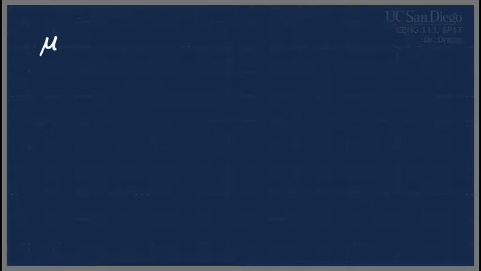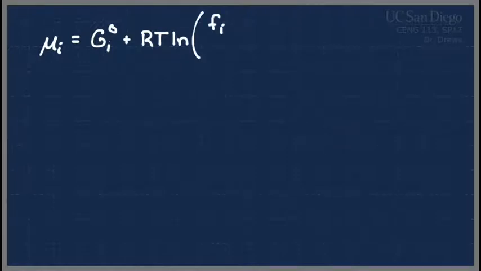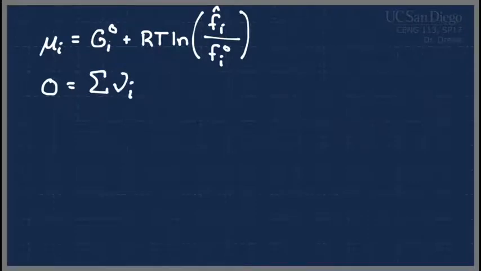Because what we end up finding is that mu sub i will be equal to G sub i circle plus RT natural log of f hat sub i over f sub i circle. Remember, the hat just means we are now in solution instead of a pure species. Remember, the circle means that was the pure species all by itself at some standard state. The reason that that's helpful is we then stick that into the previous expression that we had, which was 0 equals the sum of the stoichiometric coefficients nu sub i times mu sub i.